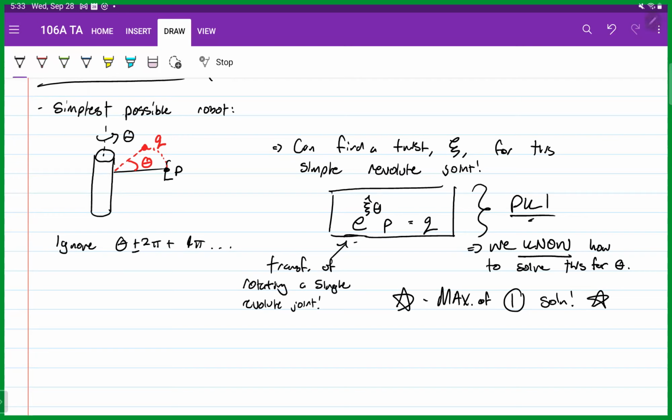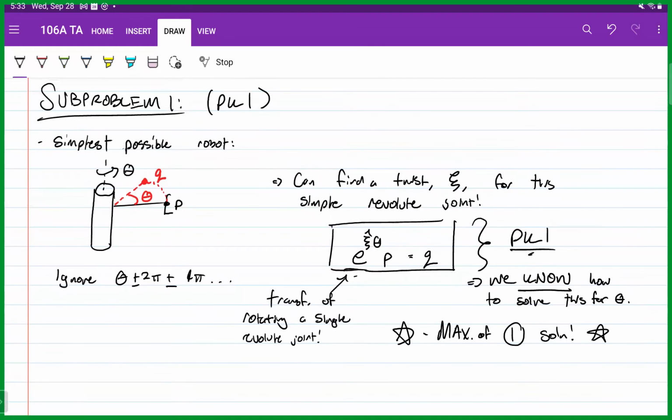Yeah. So this is like plus minus right there. Yeah, so it's like going around the other way. Yeah. All right, cool. So this is subproblem 1, right?